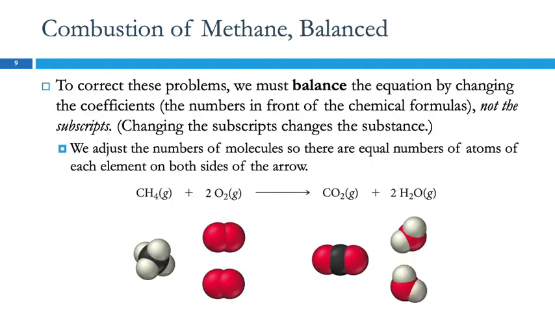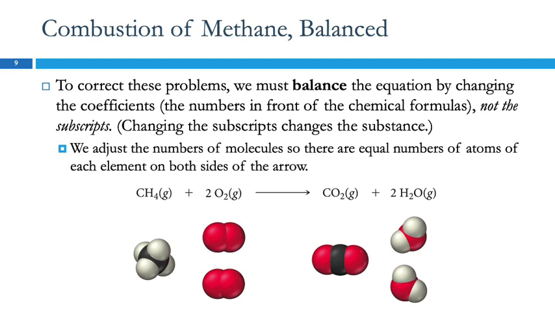So what we need to do is balance the equation. We're not going to change the chemical formulas because those are correct. What we're going to do is change how many of those we have. Those are called the coefficients. So we're going to put numbers in front of the chemical formulas. Those are called coefficients. These numbers within the formulas, the subscripts, do not change when we balance an equation.